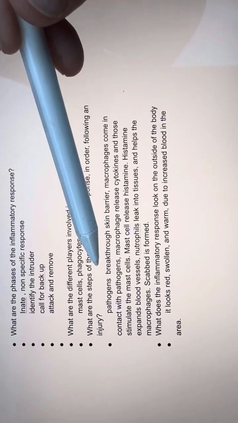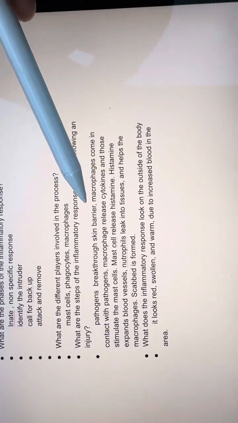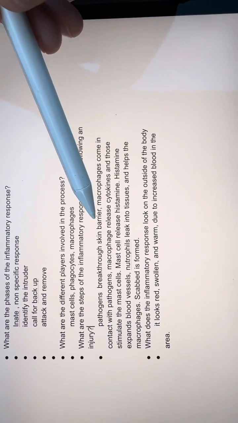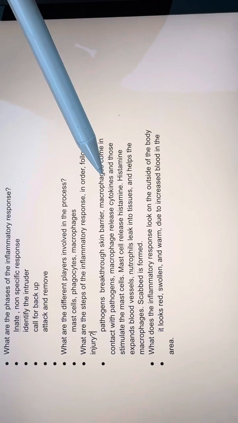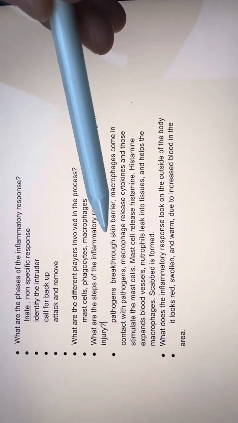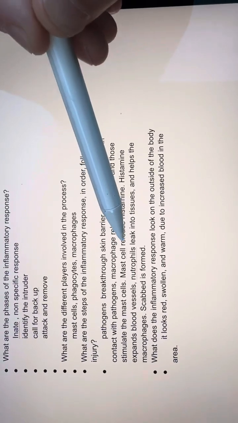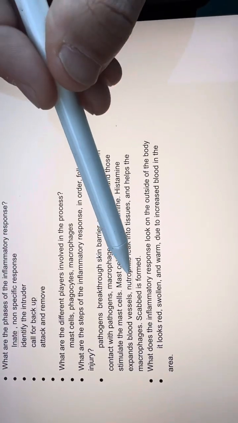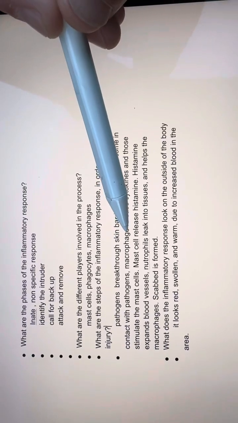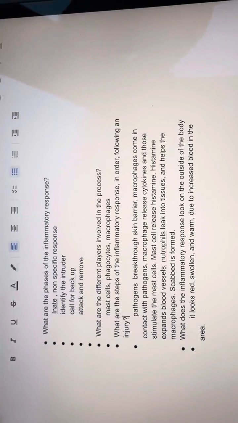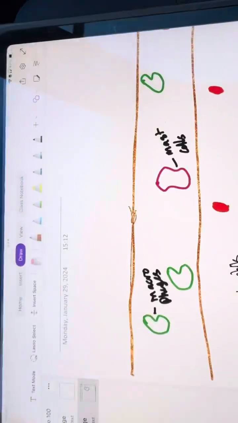I'm going to be showing you guys the steps of pathogens breaking through the skin barrier, how the macrophages are going to come in contact with pathogens when they release the cytokines, stimulate the mast cells, histamine release, and blood vessels, and when a scab is formed towards the end. I'll also show you guys that towards the end of it, it's going to look red, swollen, and warm due to increase of blood flow.